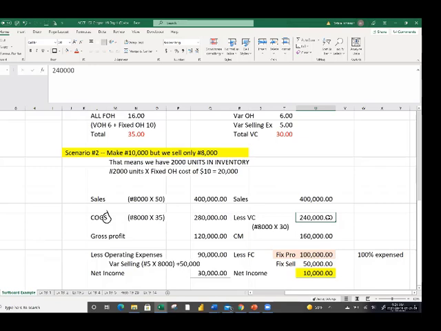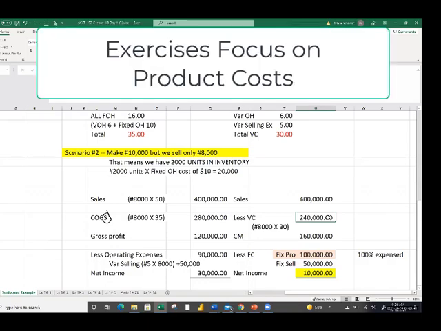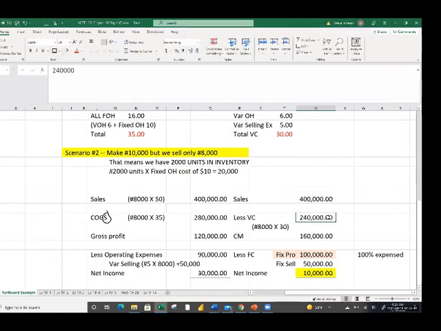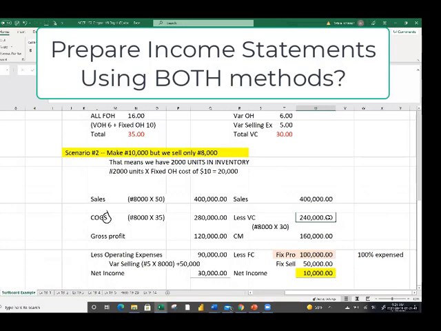So we're going to focus on two things during our exercises today. We're going to focus on product costing using both methods. And then our focus will be, can you create these income statements? I'm going to push you even harder than the author does. I don't just want you to create the income statements. That's what he's going to ask you to do.